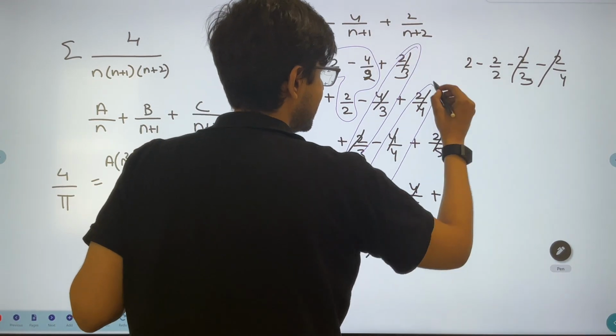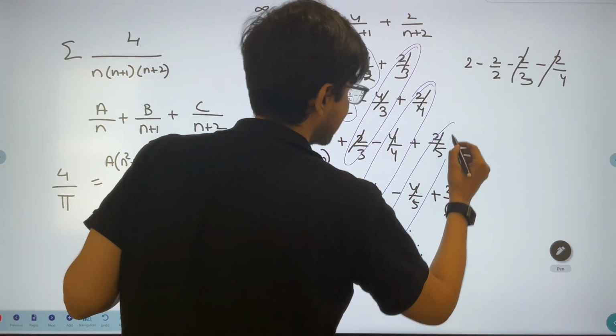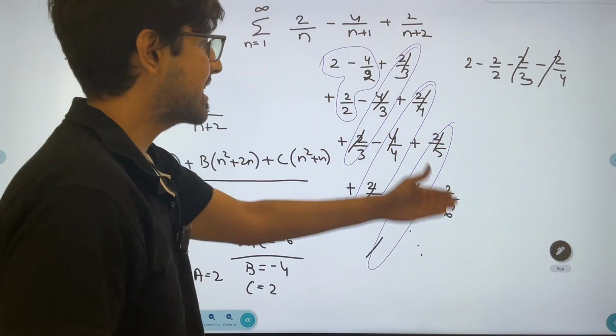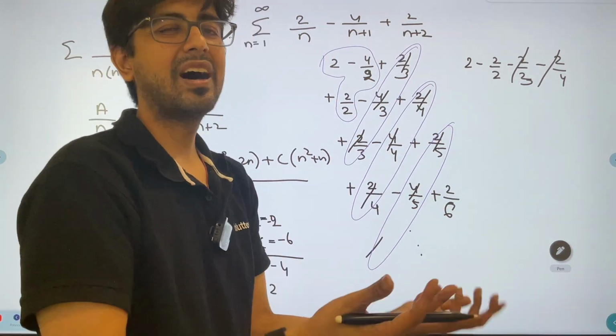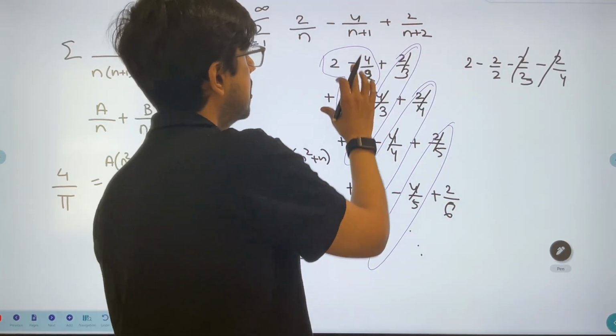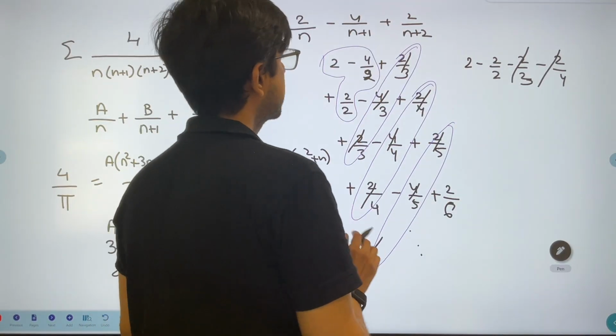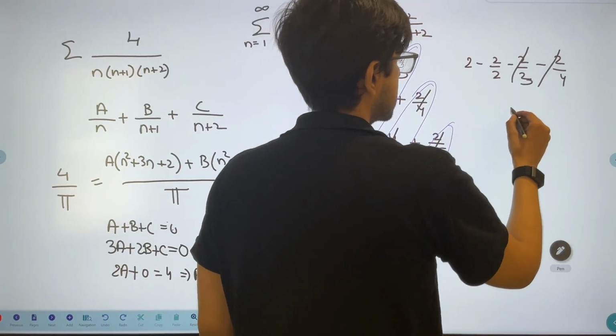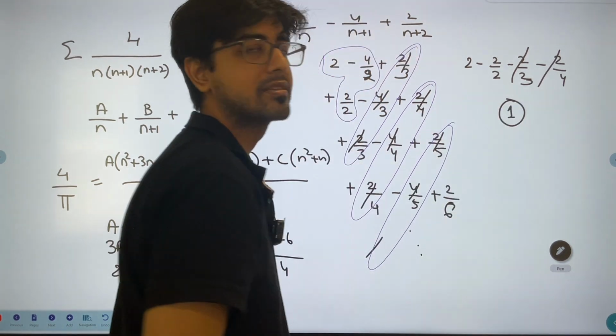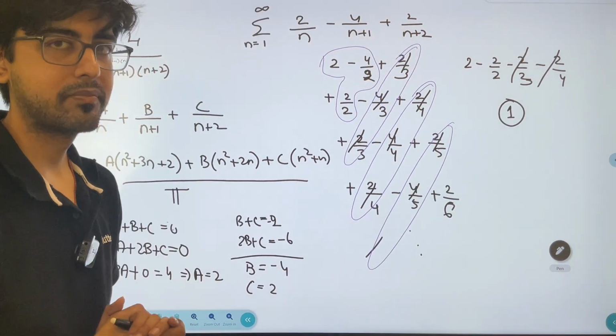If I look at these three terms, they get cancelled out. If I look at these three terms, they will get cancelled out. And as n goes to infinity, the last term becomes smaller and smaller. So the only part that I'm left with are these terms, which is 2 minus 2 by 2, and hence the answer to this question is 1.